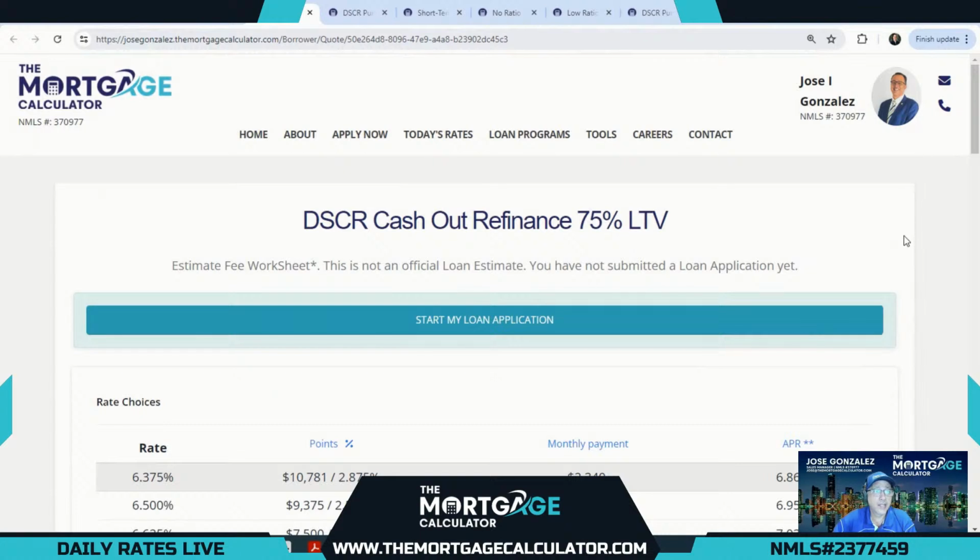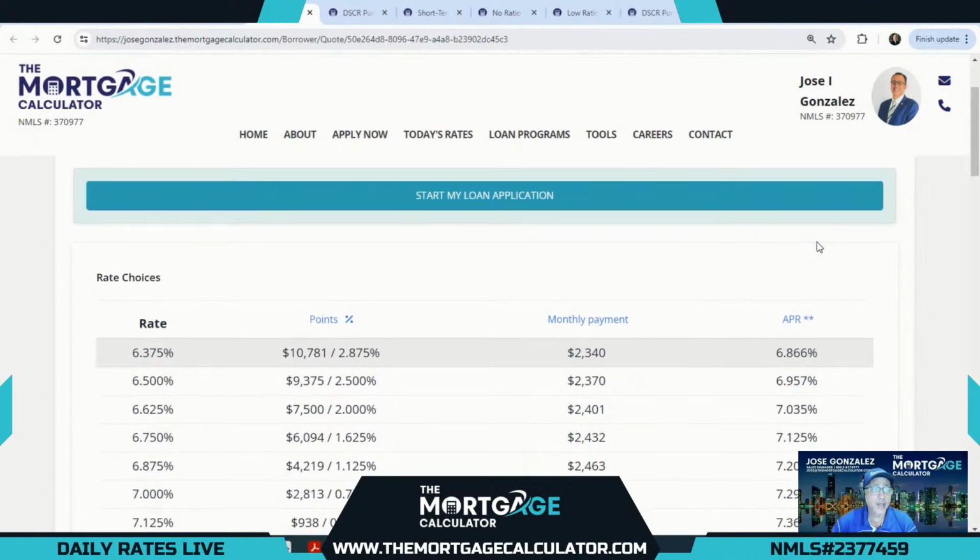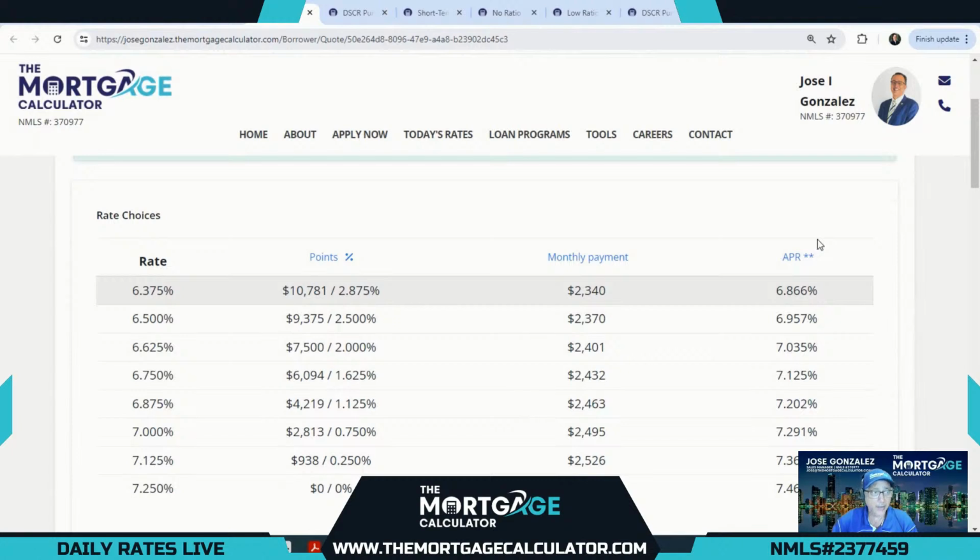And our standard cash out here, our last two options are going to be DSCR cash outs. This is our DSCR cash out at a 75% LTV, our standard LTV here for a cash out. 7.25 is at par, and we can buy that down all the way to 6.375.